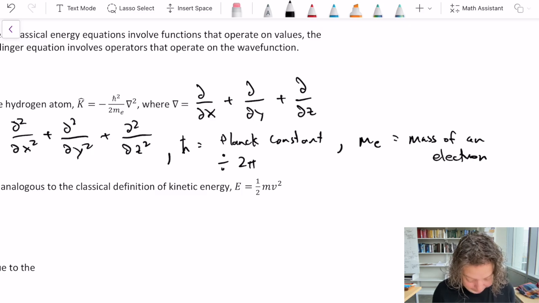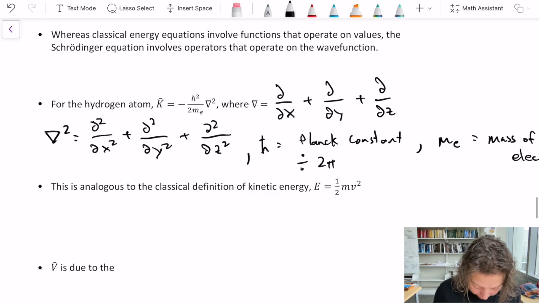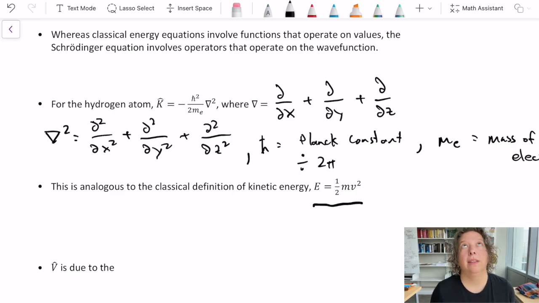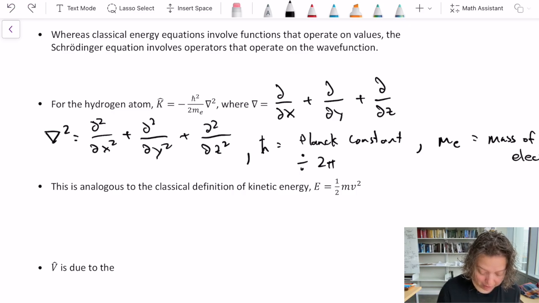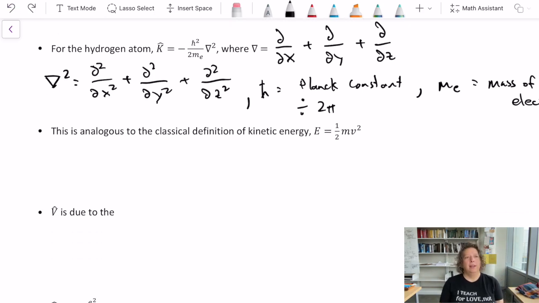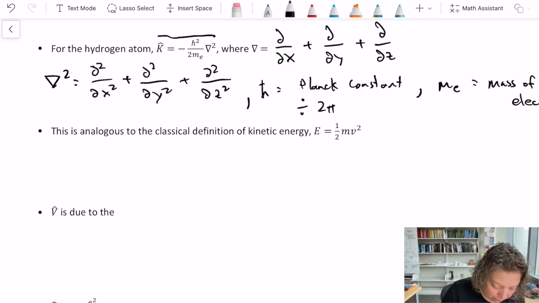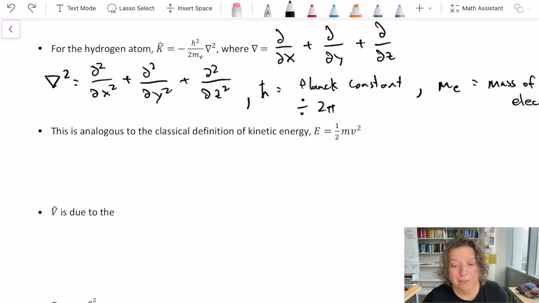So this kinetic energy operator here is not identical at all, but analogous to the classical definition of kinetic energy. I'm not going to get into how this came about because I think it's kind of a distraction from where we're going. It's one of these things where we just have to trust the development of this, and that this answer is correct. Now, if you want to go do research and challenge that, that is absolutely fine, but for our purposes, I'm just going to trust it.